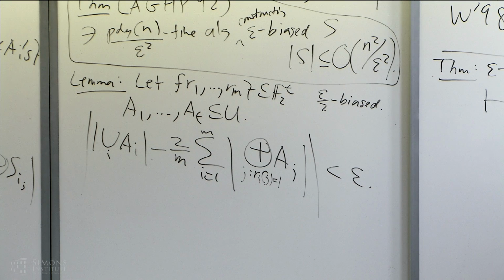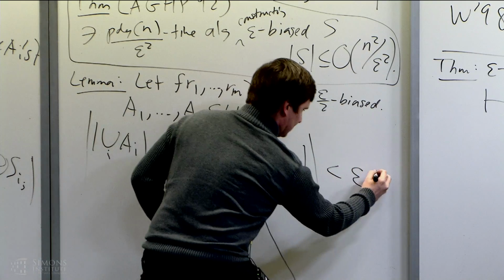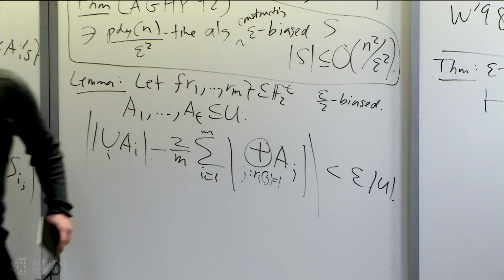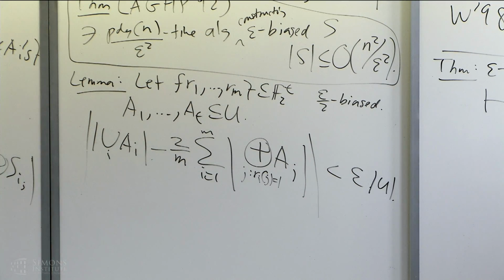Presumably you mean less than epsilon times 2 to the n. Sorry? Presumably you mean less than epsilon times 2 to the n. Oh, sorry. In fact, I mean less than epsilon times the size of the universe. Thanks. I'm mentally dividing through by the universe. That's right. Thanks.